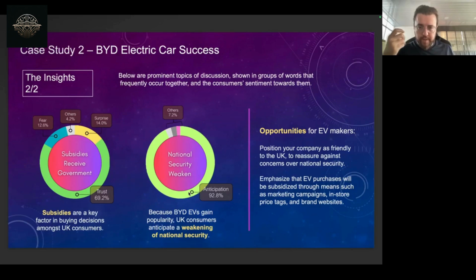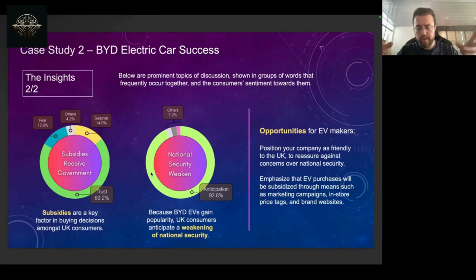So what would you say the opportunity here? You can think of it as a way to position your company as friendly to the UK, right? So if you know that your potential customers are worried about your company maybe weakening the national security, right? So you need to position your company as a friend to the UK, right? You need to reassure against these concerns that your rise might be a concern to national security.